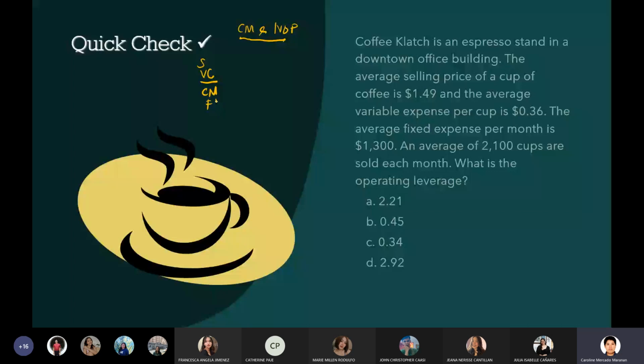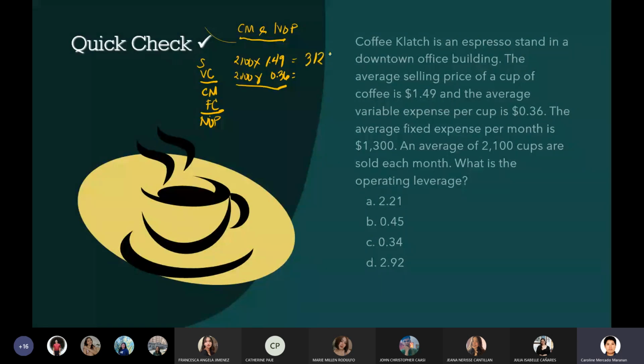So, how much is our sales? For sales, you will use 2,100 cups times 1.49, minus 2,100 times 0.36 equals... how much is this? How much is the sales, guys? Let's compute. How much is our sales? 3,129. That's correct.